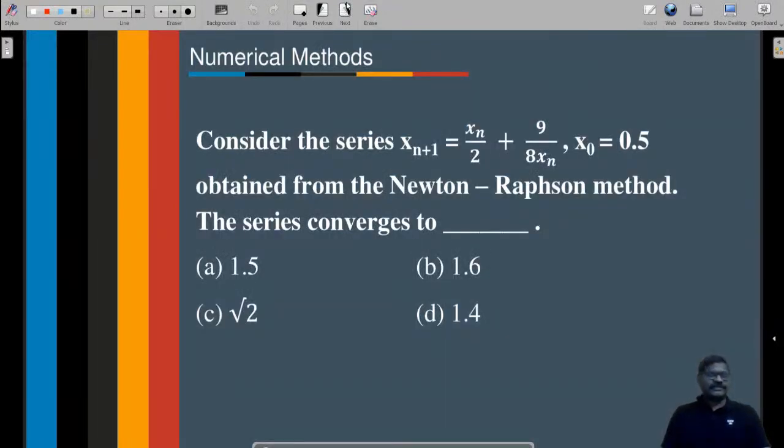xn plus 1 is xn by 2. Size of the step length is h. In that problem, size of the step is h, because our job is to calculate y of h. That's why.